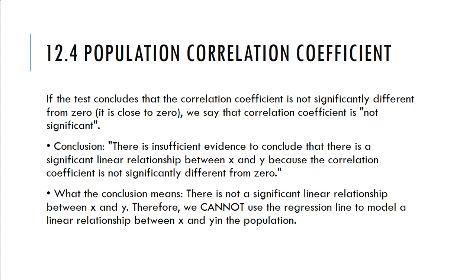If the test concludes that the correlation coefficient is not significantly different from zero, say it's really close to zero, we can say that the correlation coefficient is not significant. So our conclusion is there is insufficient evidence to conclude that there is a significant linear relationship between X and Y because the correlation coefficient is not significantly different from zero. What does that conclusion mean? There is not a significant linear relationship between X and Y. Therefore, we cannot use the regression line to model the linear relationship between X and Y in the population. Kind of confusing, but if you use these last two slides, you'll never need to really memorize it because it's right there for you.